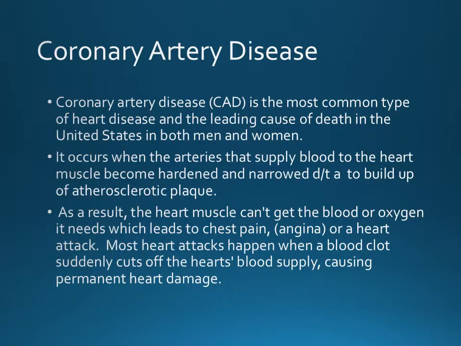Coronary artery disease occurs when the arteries that supply blood to heart muscles become hardened and narrowed due to a buildup of atherosclerotic plaque. As a result, the heart can't get enough blood or oxygen that it needs, which leads to chest pain, which is called angina, or a heart attack. Most heart attacks happen when a blood clot suddenly cuts off the heart's blood supply, causing permanent damage to the heart.